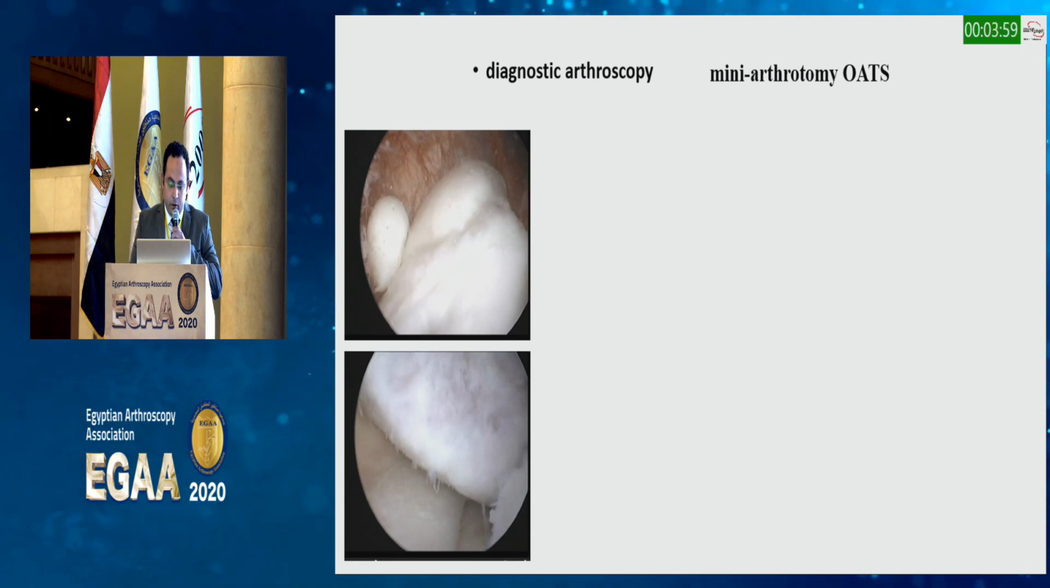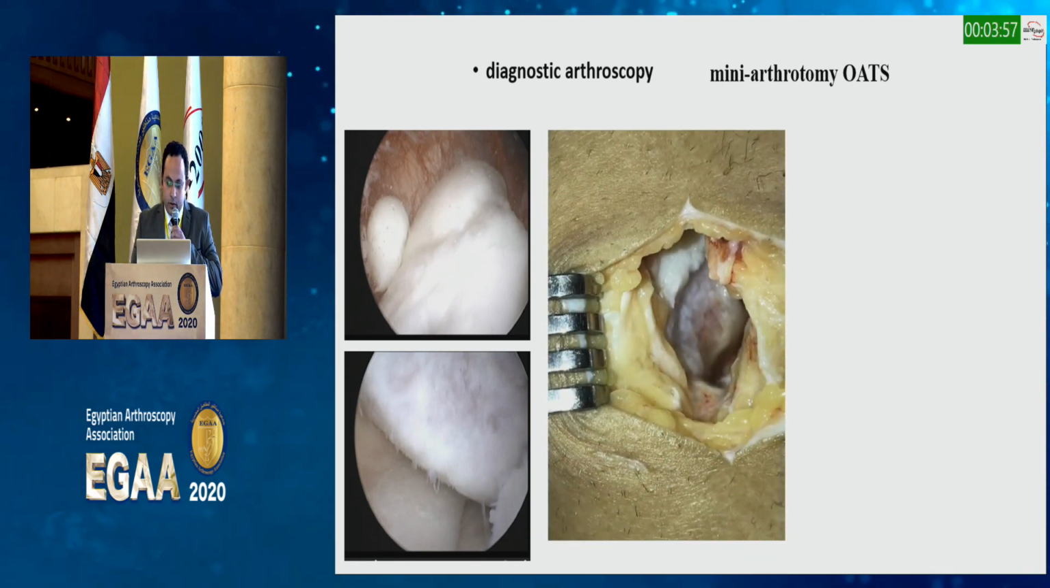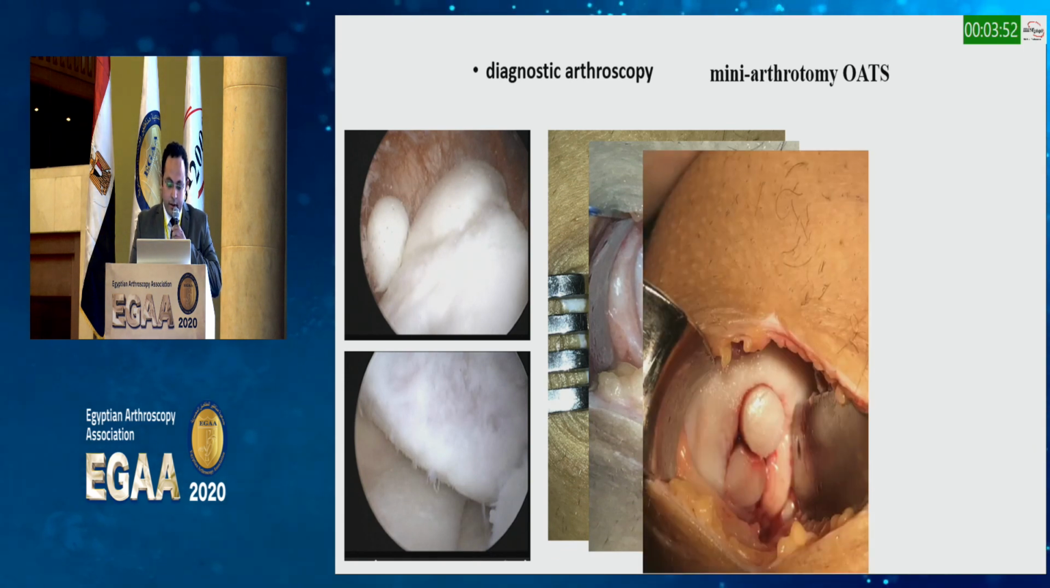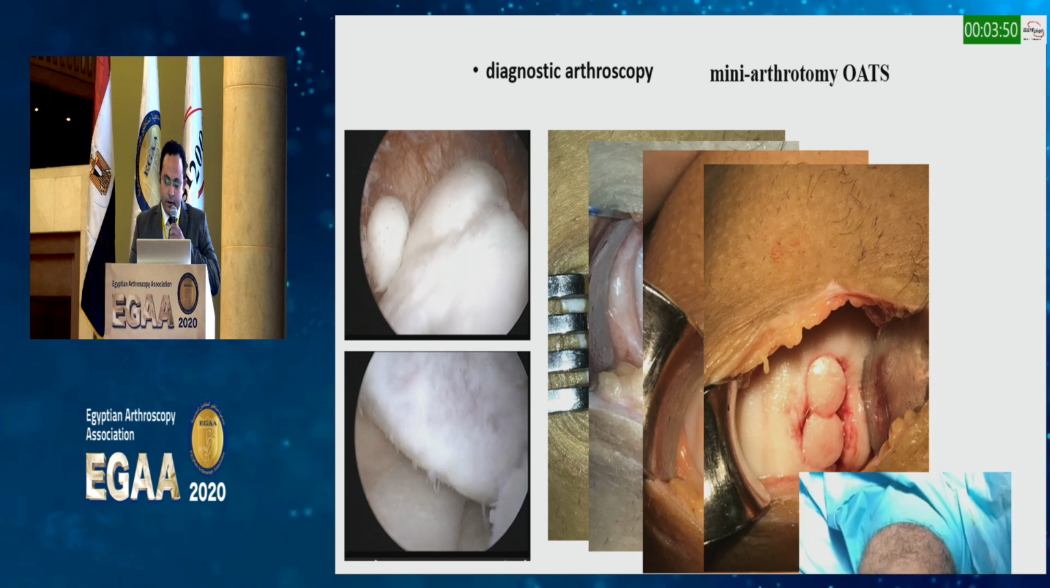Starting with diagnostic arthroscopy, extraction of the loose body and assessment of the defect, followed by mini arthrotomy, preparation of the chondral defect, and insertion of two plugs of 10 millimeter.